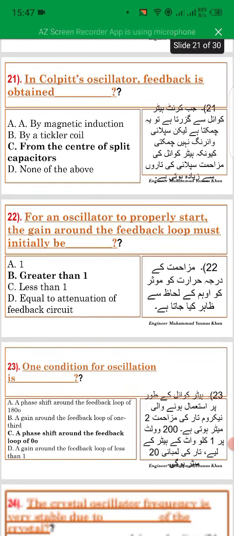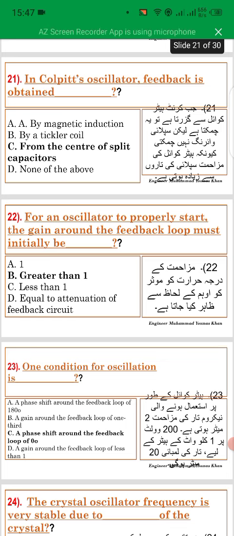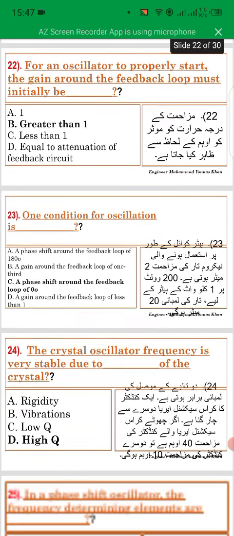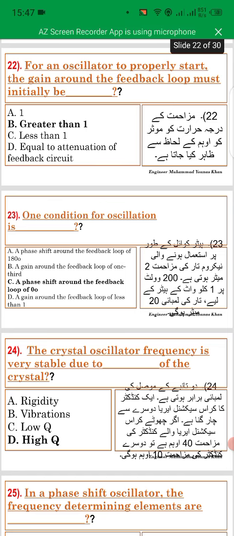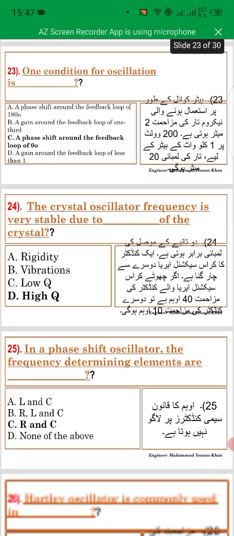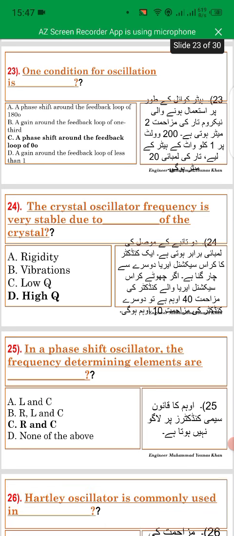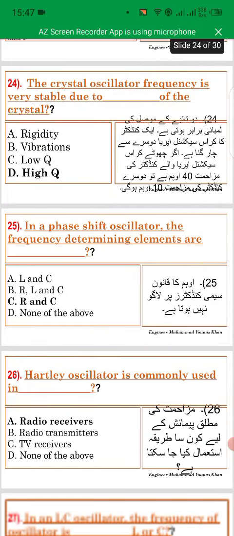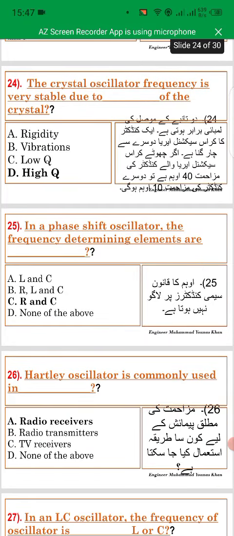In a Colpitts oscillator, feedback is obtained from the center of the split capacitor. For an oscillator to properly start, the gain around the feedback loop must initially be greater than 1. One condition for oscillation is a phase shift around the feedback loop of 0 degrees. The crystal oscillator frequency is very stable due to the high Q of the crystal.